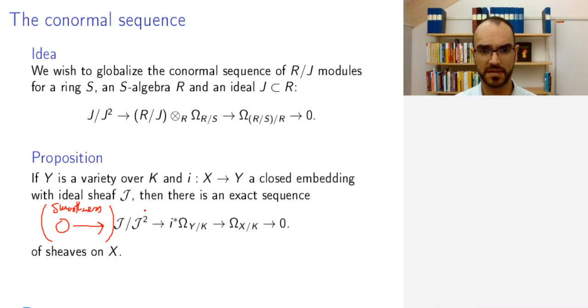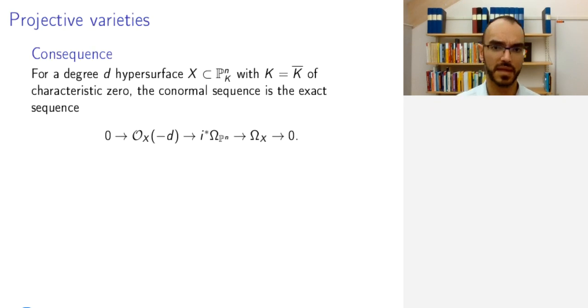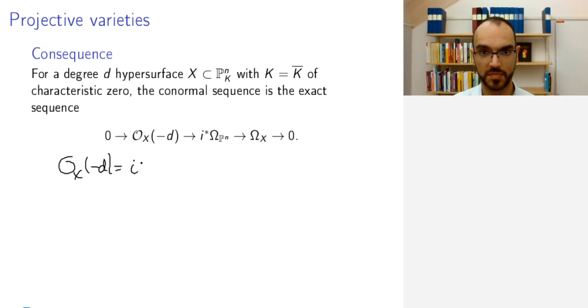But the first term here is J mod J squared. And here it is the twisted sheaf of X, where we take minus d, with d the degree of the hypersurface. So how does this come about? Well, what is this thing? So O_X of minus d was defined to be i star of O_{P^n} of minus d, where i is the inclusion of X into P^n.